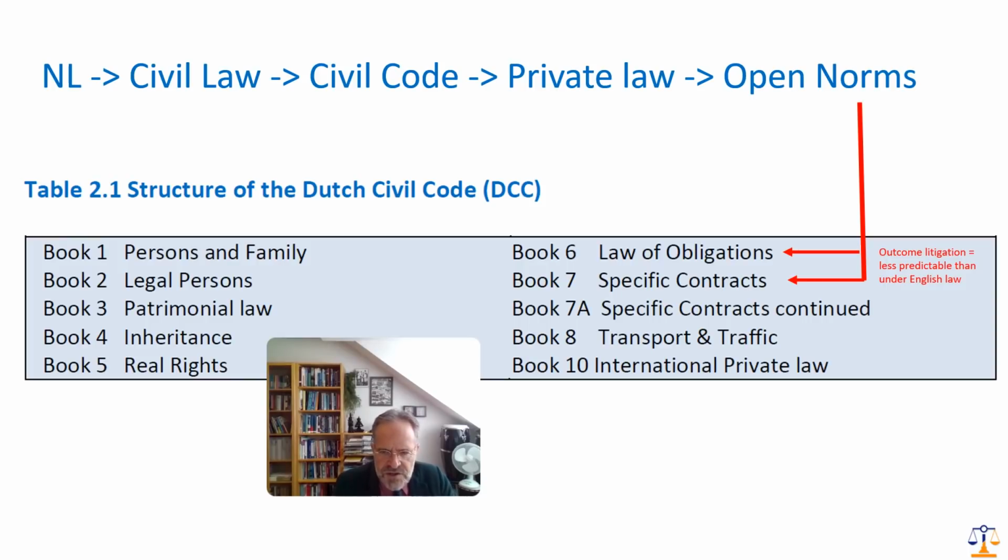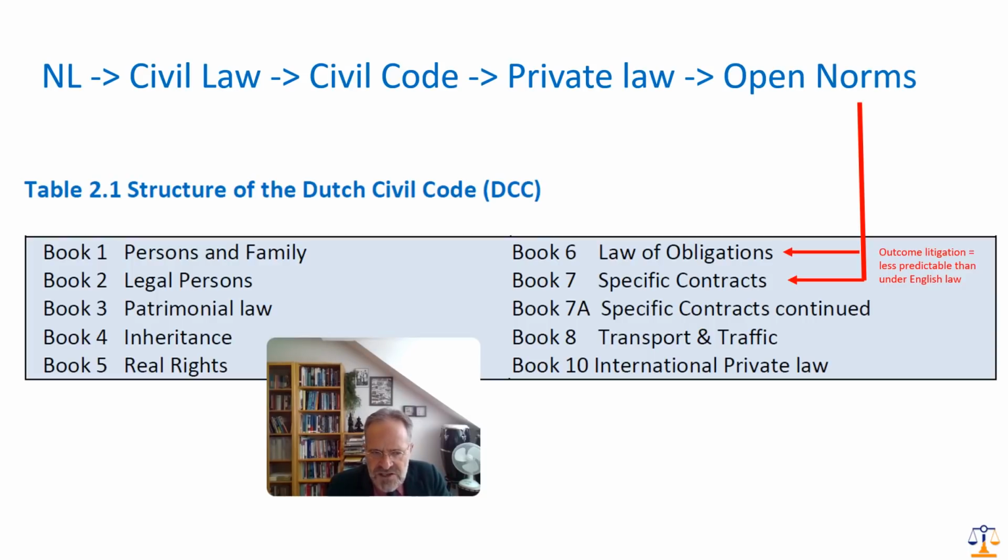The civil code consists of books, and all these books regulate a specific topic. When we talk about marriage and children, we find it in Book 1, Persons and Family Law. When we look at companies which operate independently in society, we talk about legal persons. Those rules are in Book 2. And then we have Book 3, we'll come to that later, that regulates patrimonial law, and that comes down to the rules for property and the rules for contracts.